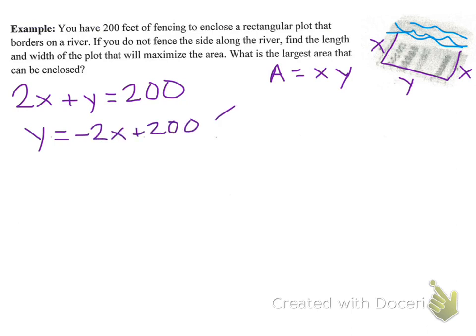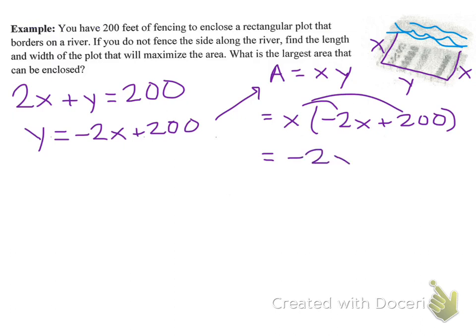Now that I have that, I'm going to put it into this equation here. So y gets replaced with negative 2x plus 200, and we're going to distribute. So I get negative 2x squared plus 200x. And then my next step is I have to find the vertex. So to do that, I have x equals negative b, which would be negative 200, over 2a.